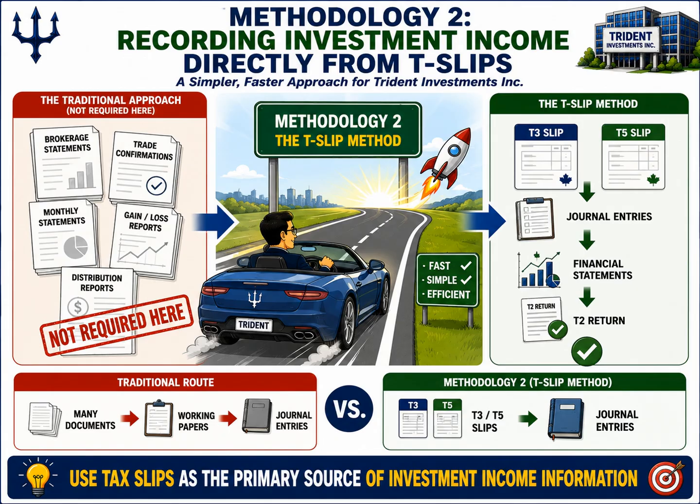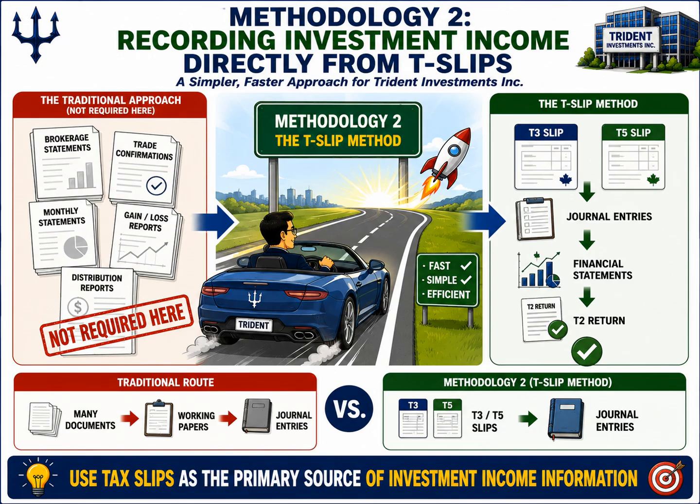As the name suggests, this method uses T3 and T5 slips as the primary source of investment income information. Let's compare the two approaches. On the left side of the slide, we see the traditional process. An accountant may review brokerage statements, trade confirmations, monthly statements, gain and loss reports, and distribution reports.